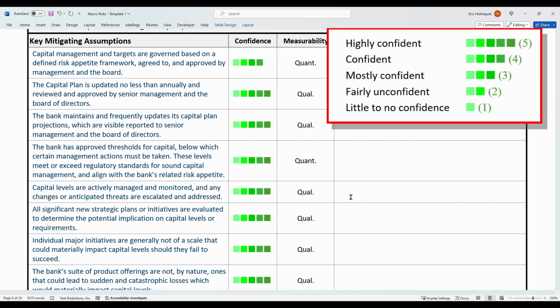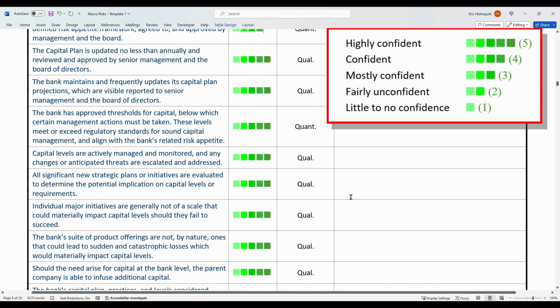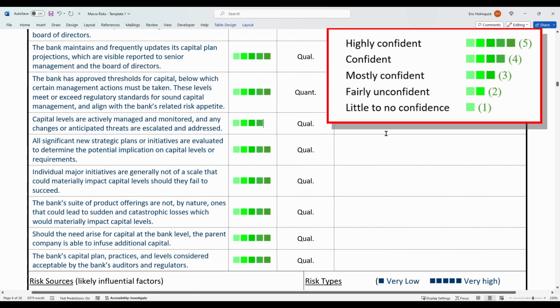The bank has approved thresholds for capital below which certain management actions must be taken. These levels meet or exceed regulatory standards for sound capital management and align with the bank's related risk appetite. Again, highly confident. These are very clear, well-known, and they are acted upon when capital levels do approach or exceed certain thresholds. Capital levels are actively managed and monitored, and any changes or anticipated threats are escalated and addressed. I agree that there is a lot of monitoring. I'm not sure I'm as confident on whether we are aware of everything that's emerging that could threaten capital, but I am confident in that.